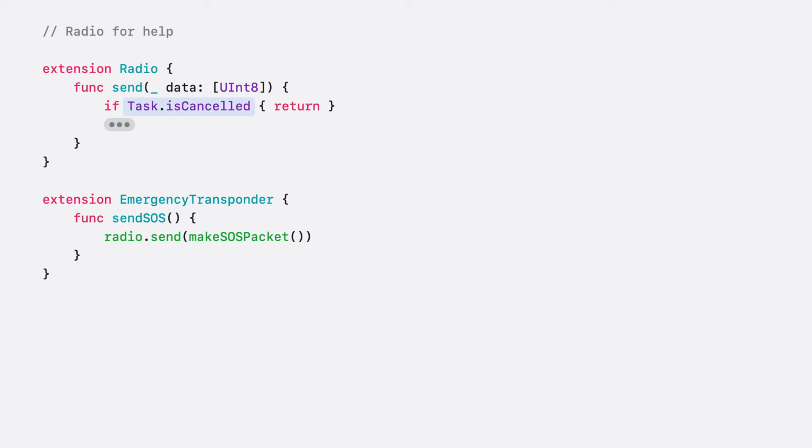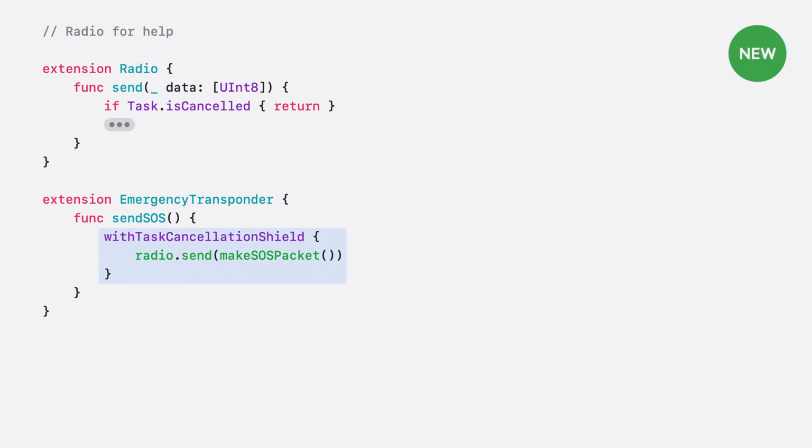But there are times where we actually want to do the work even after the task was canceled, like finishing writing data to disk to avoid corrupting a file. Now you can use the task cancellation shield. Inside of the shield, task cancellation checks always return false. It's important to keep this region short, focusing on either finishing or rolling back any work that you already started.